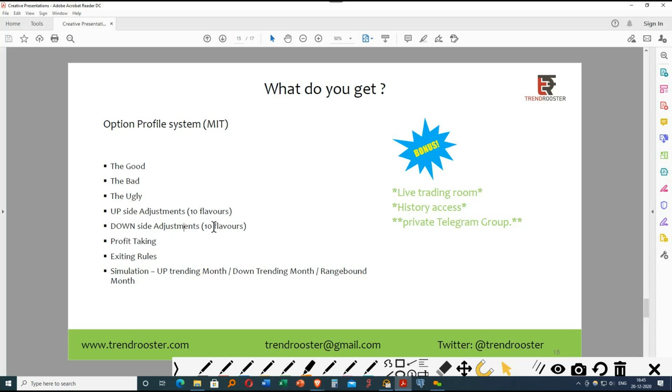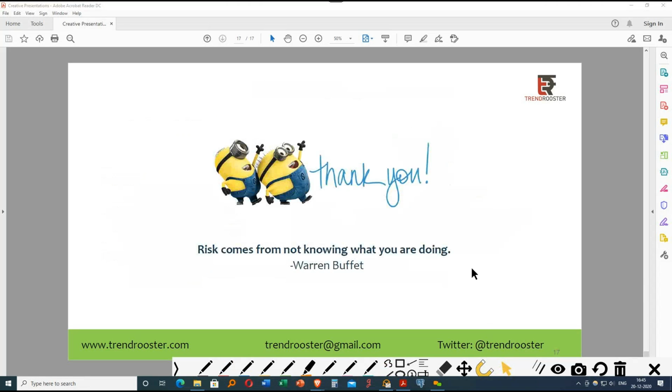Typically, when people adjust, they try to move to the opposite side. That is what I have seen so far in India. And I wanted to leave this presentation with one note: risk comes from not knowing what you're doing. What do I mean by 10 flavors? I mean 10 flavors of profiles.